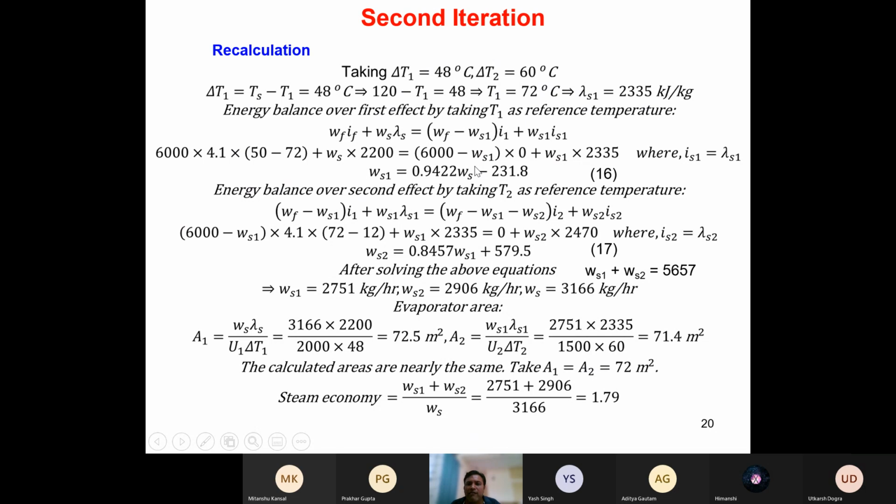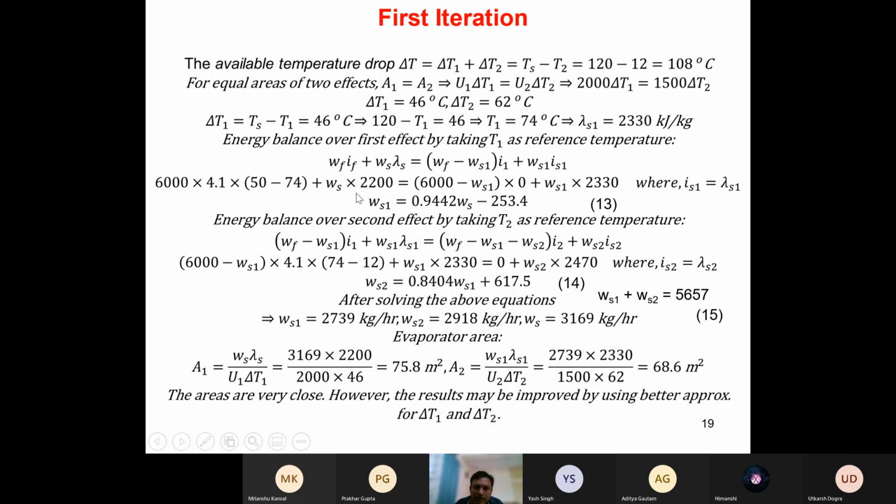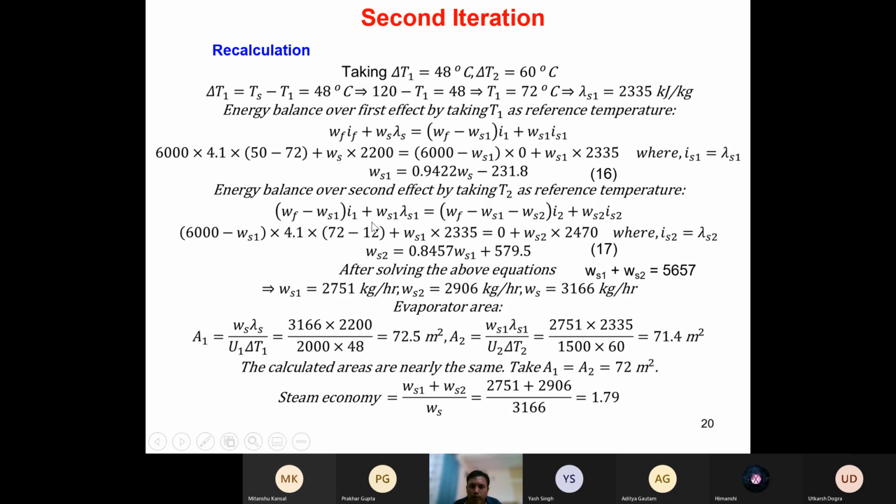Okay. Now again we have made a balance equation. So same balance equation we have done, except that this temperature is now 74 to 72 and this lambda S1 value which is 2330 earlier, now this is 2335. So with this, we got another equation as WS1 equals 0.9422 WS minus 231.8.